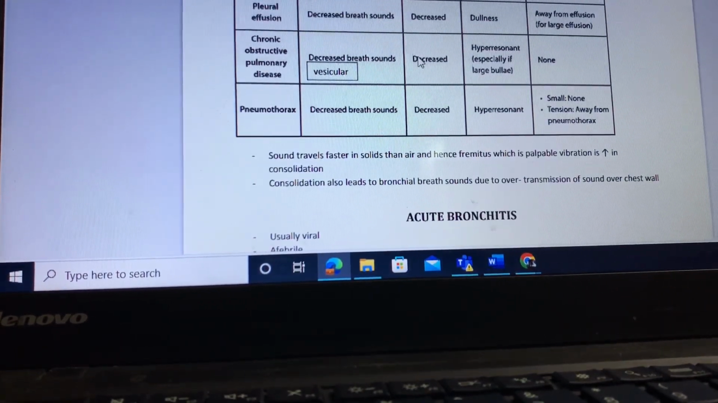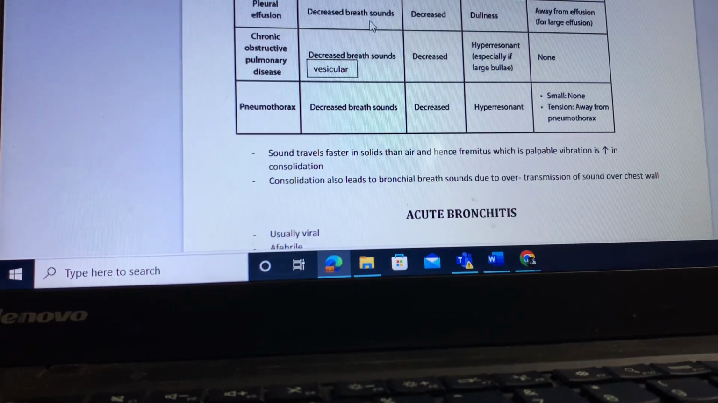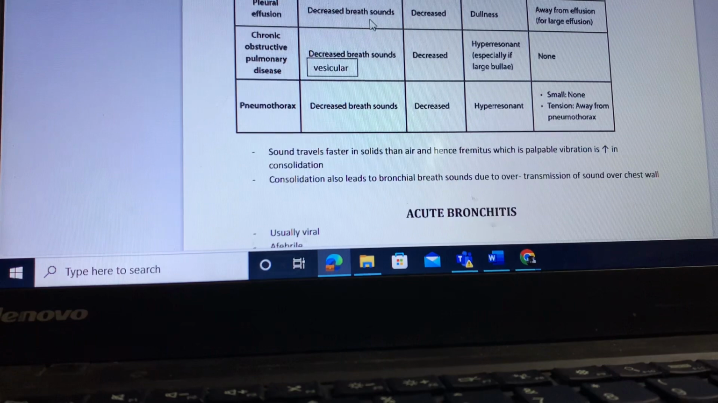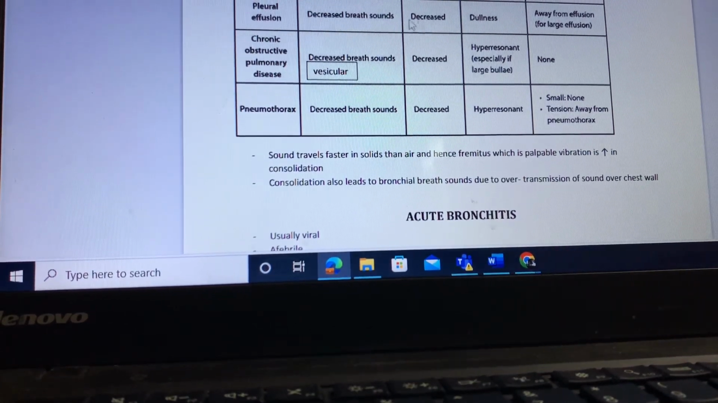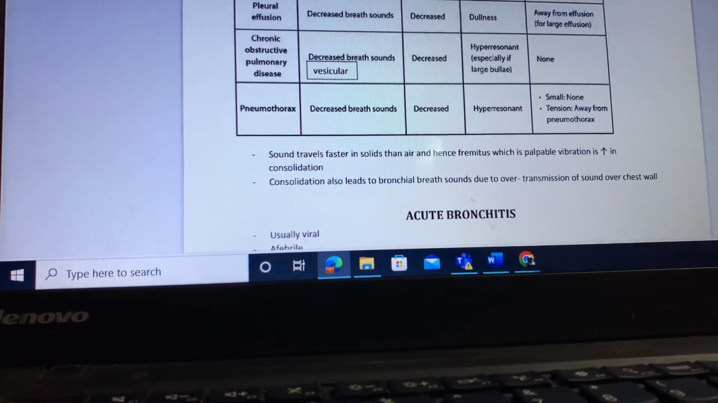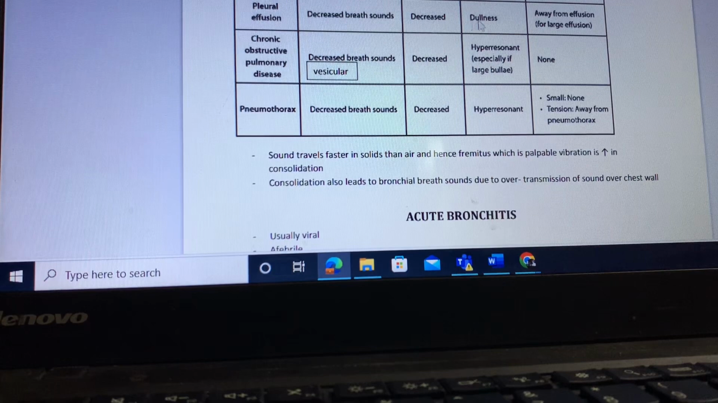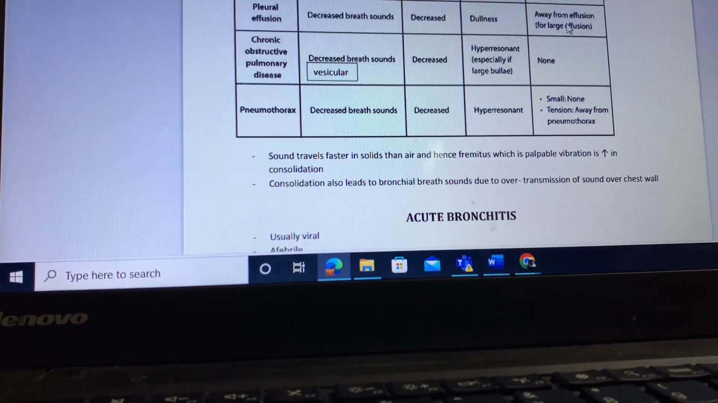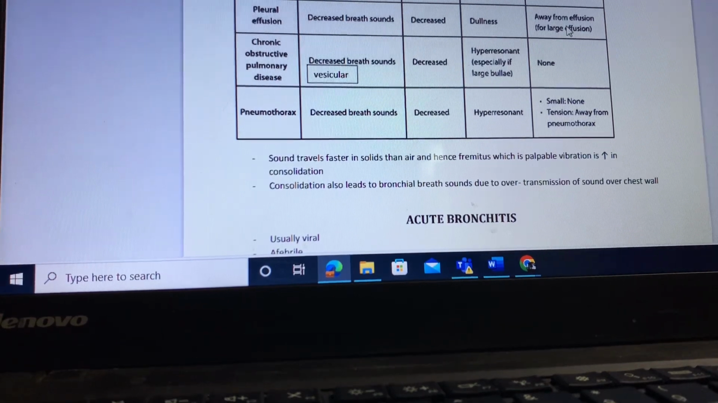Now, in case of effusion, pleural effusion, there are decreased breath sounds. Again, these airways are getting compressed, so there are decreased breath sounds with decreased fremitus. Fremitus is only increased in consolidation, remember that. And in case of percussion, it's dull, and in effusions, if it's large, it's going to give a mediastinal shift.